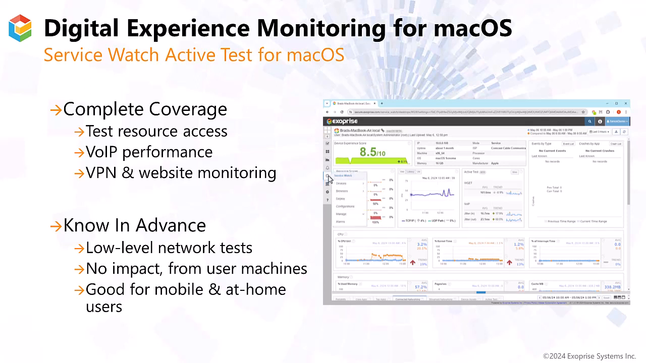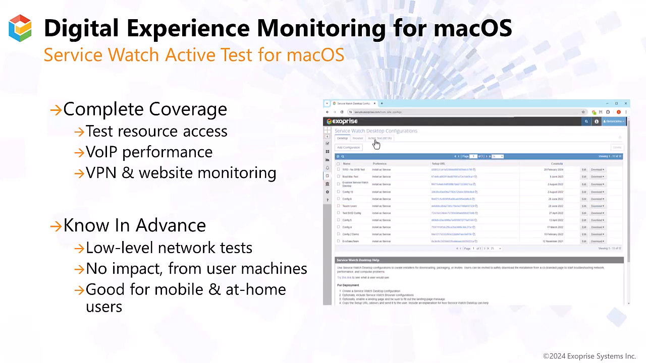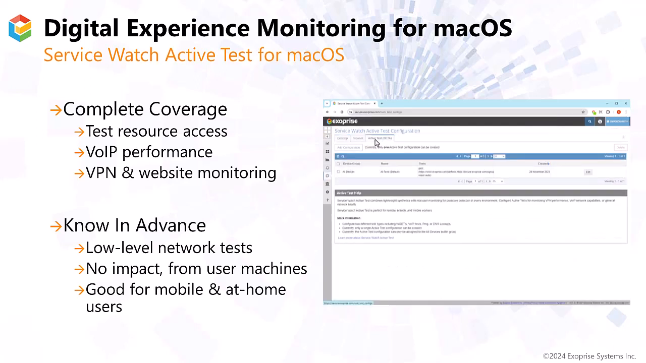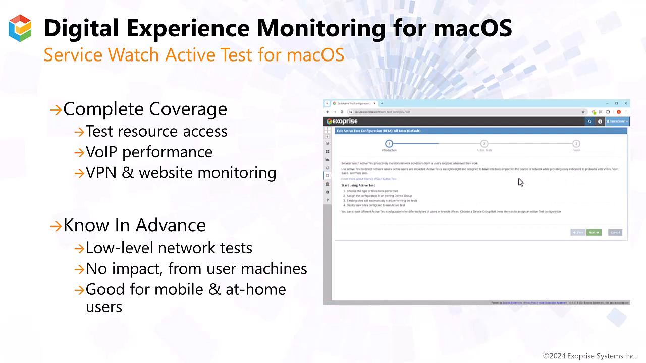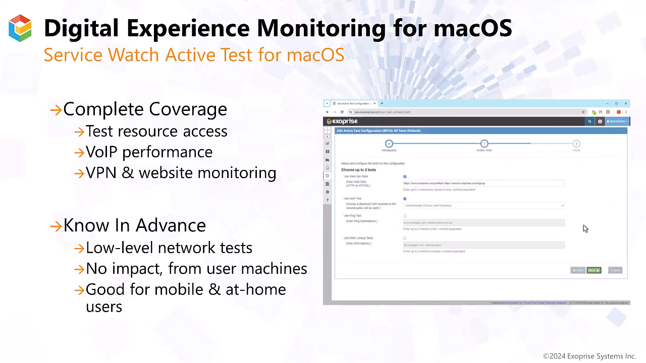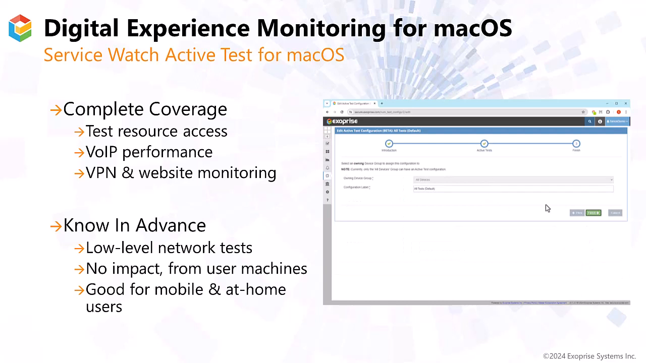To enable ServiceWatch active testing, navigate to ServiceWatch, then Configurations, and select Active Tests at the top. From here, you can create a configuration to deploy through ServiceWatch with up to 2 tests being performed and input the values for the test. Complete the configuration wizard by providing it a name and saving.